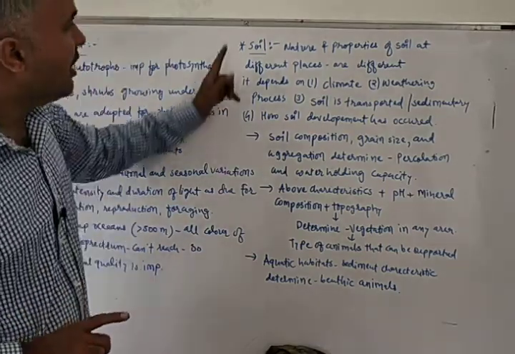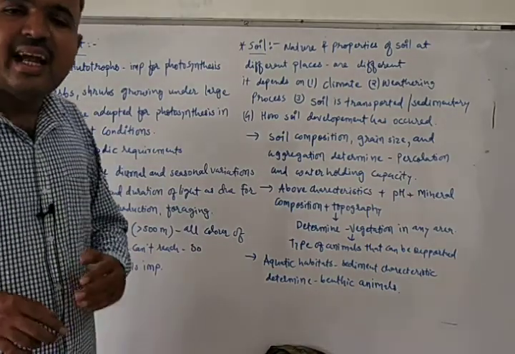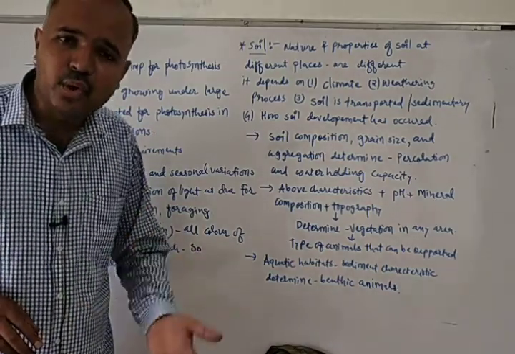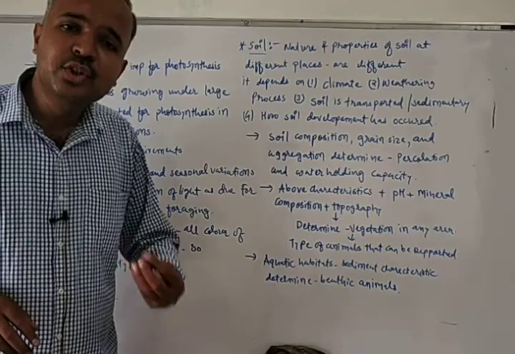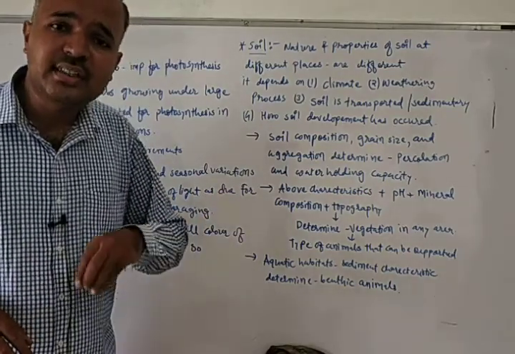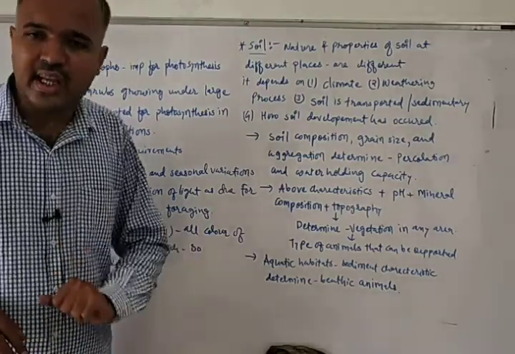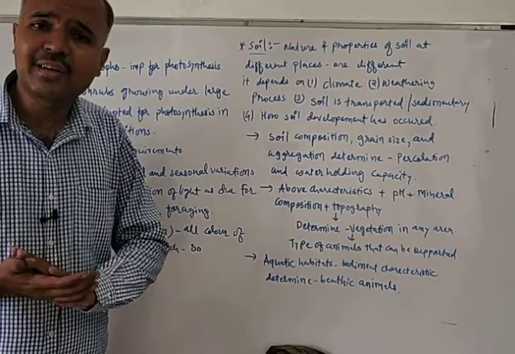So this is all about soil, and this is all about light. In light, we said that light is important for autotrophs, for photosynthesis. Herbs and shrubs which grow under large trees are adapted for photosynthesis even in low light conditions, and light is important for photoperiodic requirements. And then we talked about animals.